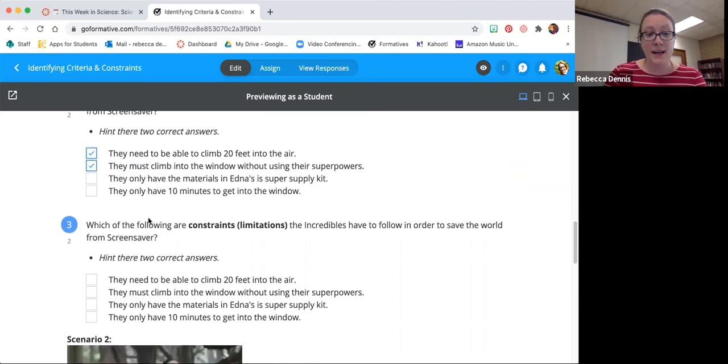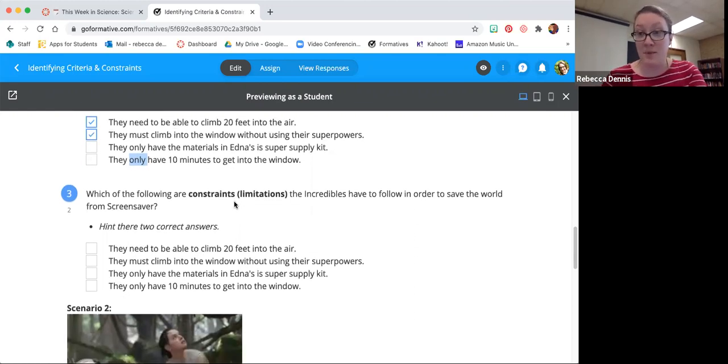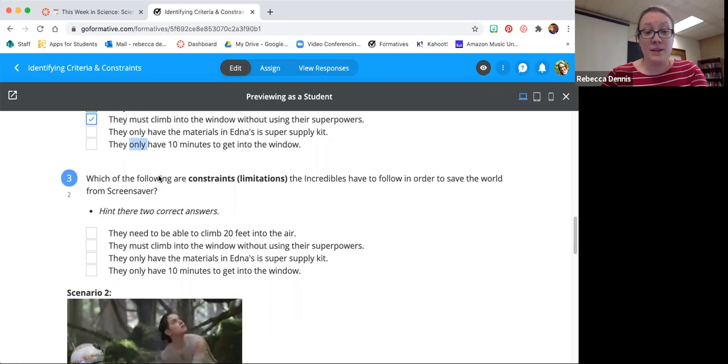All right, the next 2 say they only have materials in the super kits and they only have 10 minutes. Well, the word only right there tells you that there's a limit being put on their device, right? They can't do more than that. They can't use anything other than what's in that kit, and they can't use any more than 10 minutes because otherwise the alarm will be disarmed, right? So that right there tells us that those 2 items are our limitations, which are our constraints. So we can go ahead and click on those 2 things.